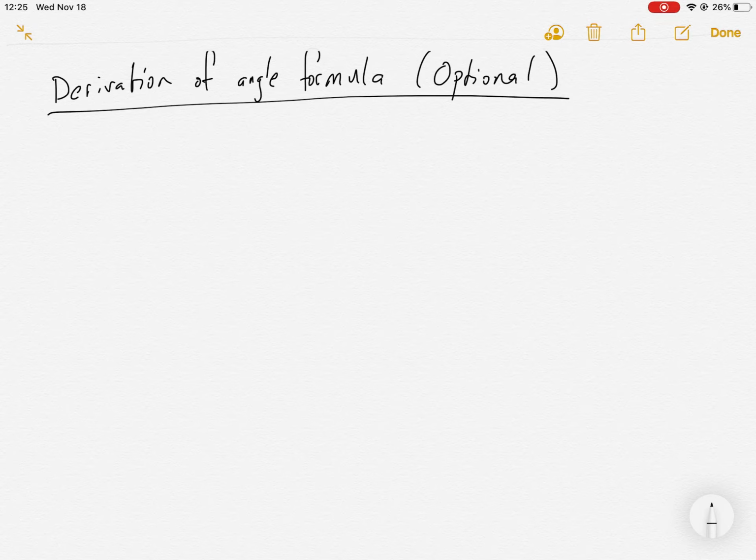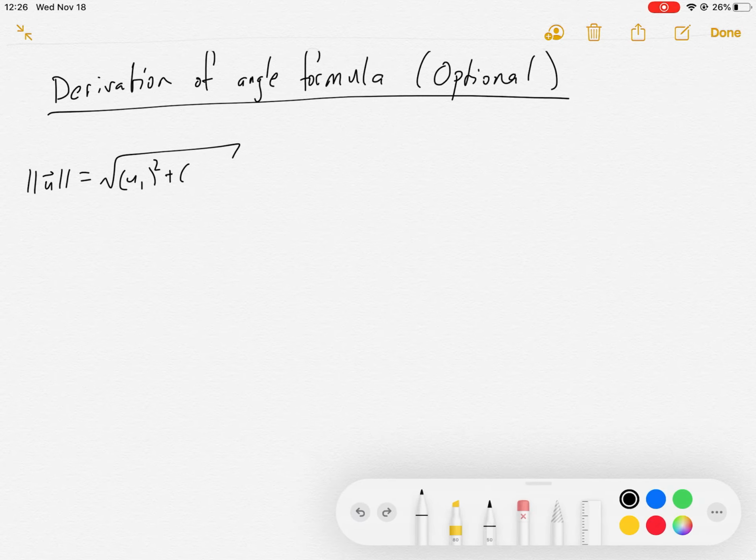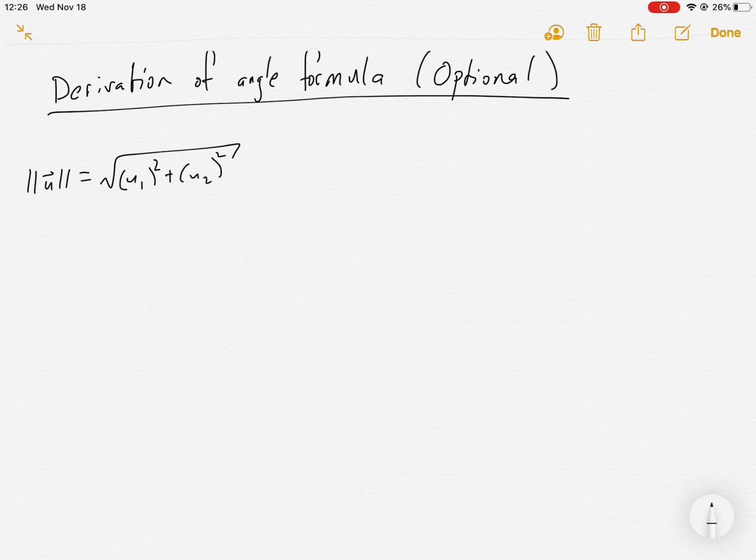The first one is pretty easy to show. If you look at the formula for the magnitude of a vector, it's the square root of its x component squared plus its y component squared. So if you square that, you end up with just u1 times u1 plus u2 times u2. And this is actually the same thing as u dot u. So that's something that we'll need.